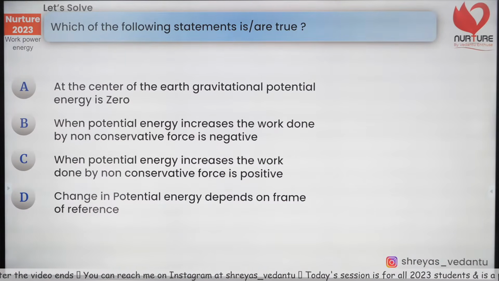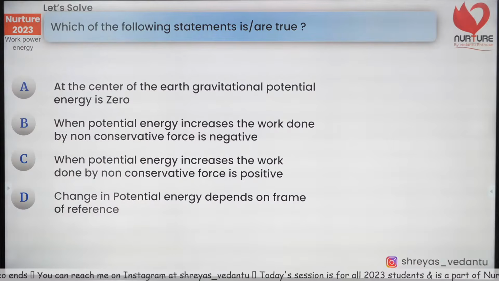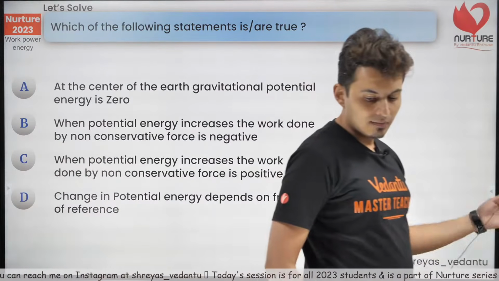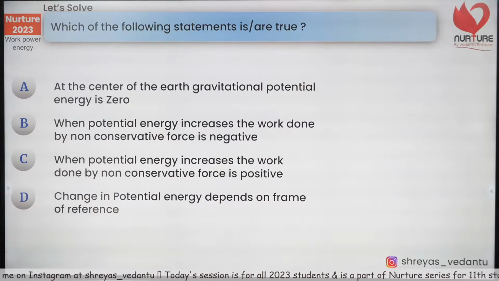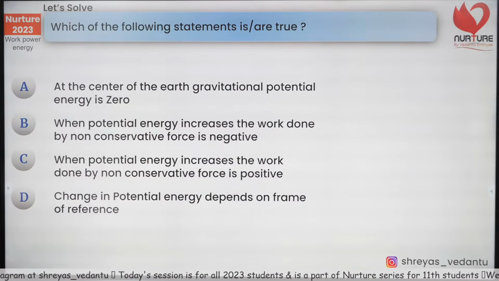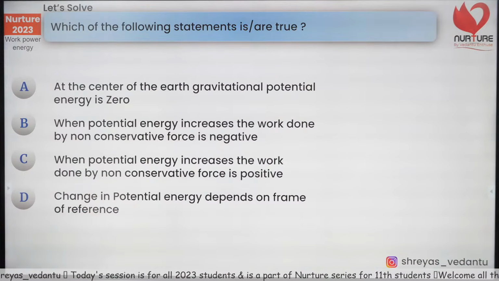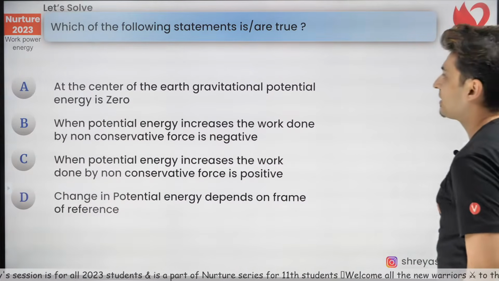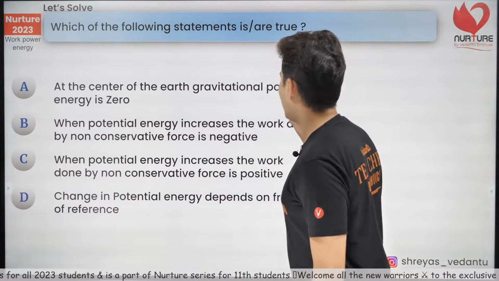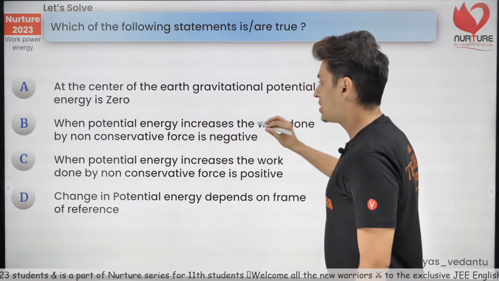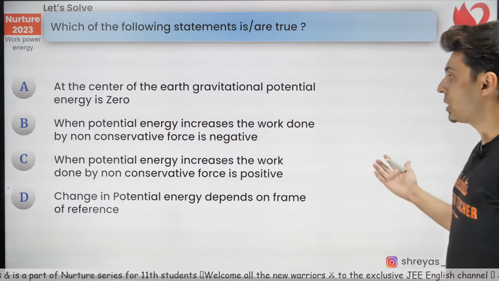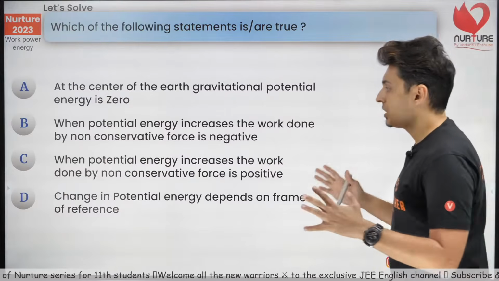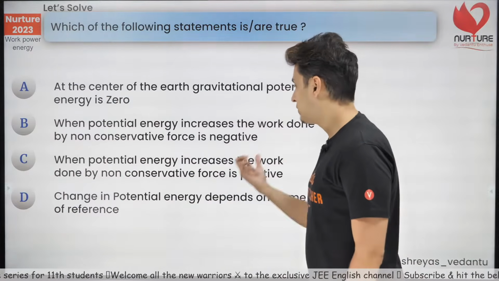Moving on to the next question. Which of the following statements are true? Think about it. This is a conceptual, fact-based question. You should be able to get this very easily. Come on, my warriors. Which of the following statements are true? At the center of the earth, the gravitational potential energy is 0. When potential energy increases, the work done by non-conservative force is negative.